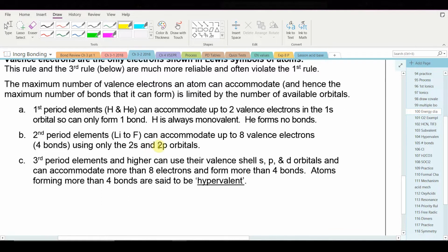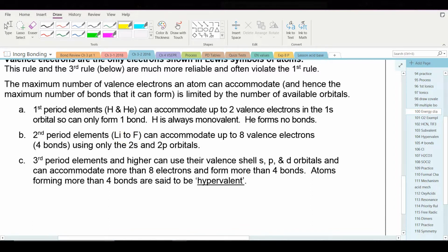2s, 2px, 2py, 2pz: 2 electrons per orbital, 4 orbitals, 8 electrons maximum, so 4 bonds maximum. No exceptions. There are no compounds made from the second period elements that have more than 4 bonds.